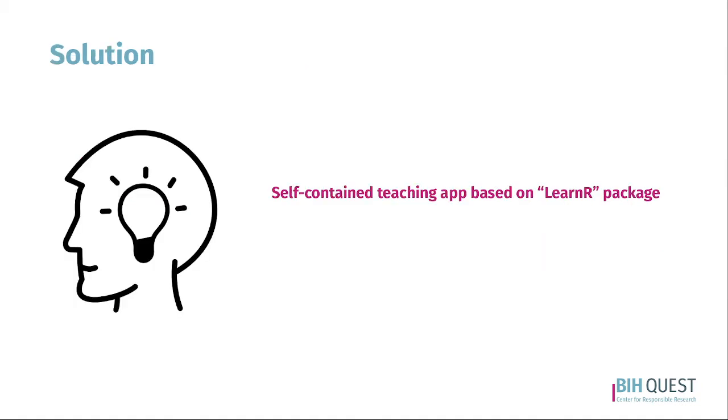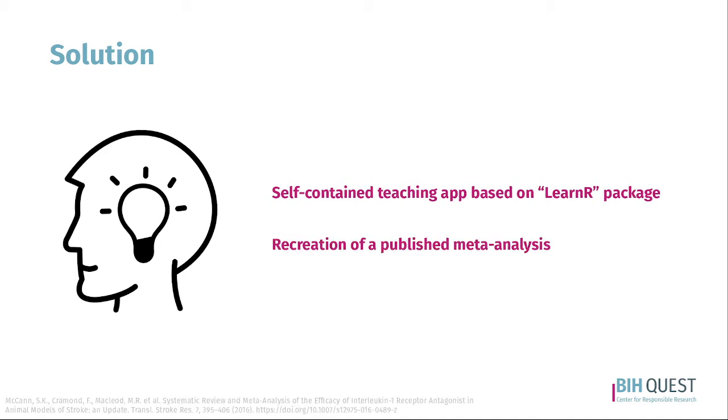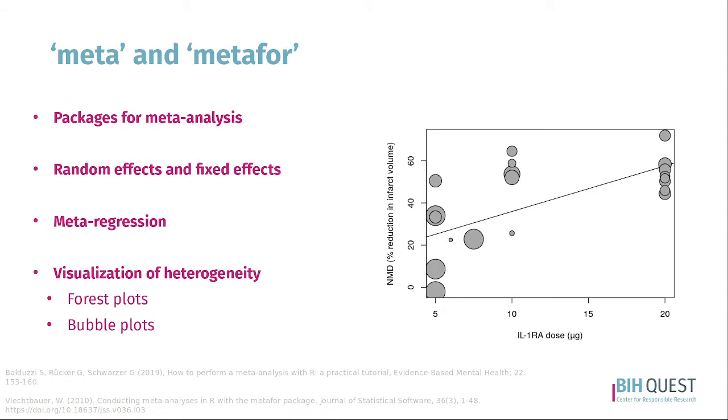In light of this issue, we had the idea to build a self-contained web app based on the LearnR package, which walks the user through the steps to recreate the analyses of a published meta-analysis of animal data in the biomedical field, involving a comparison of controlled intervention studies affecting infarct volume. This publication used all of the medical and analytical methods which we would like to teach, namely random and fixed effect models, meta-regressions, and visualizations of heterogeneity with study design characteristics, forest and bubble plots.